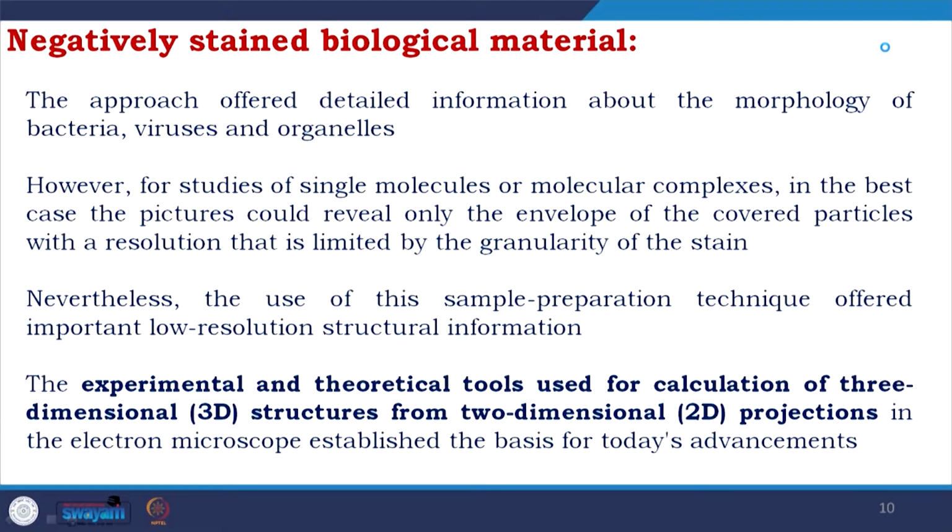The experimental and theoretical tools used for calculation of three-dimensional structure from two-dimensional projection in the electron microscope establish the basis of today's advancement. So, through negative staining, these tools were developed for calculation of a three-dimensional structure from two-dimensional structure. We talked about how different 2D pictures are averaged, and then using the tilting and those changes, we have developed the 3D model.